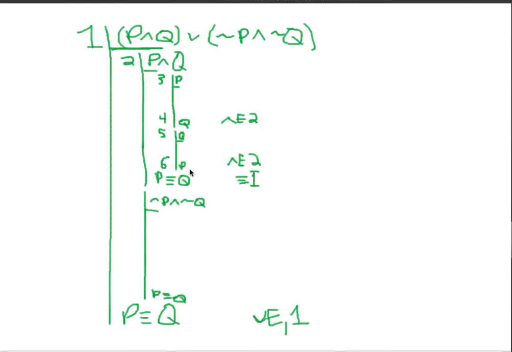And now I'm done, right? All I need to do here is finish citing this biconditional introduction. I just have to cite lines 3 to 4, and then 5 to 6. And so now I've completed this whole subderivation. So I'm more than halfway there.